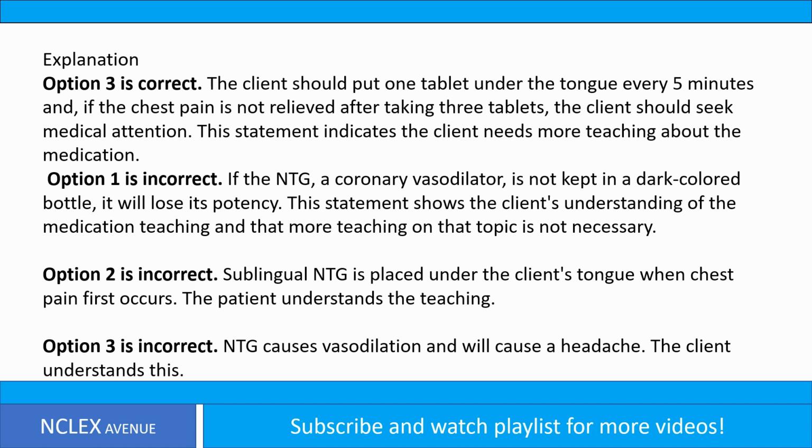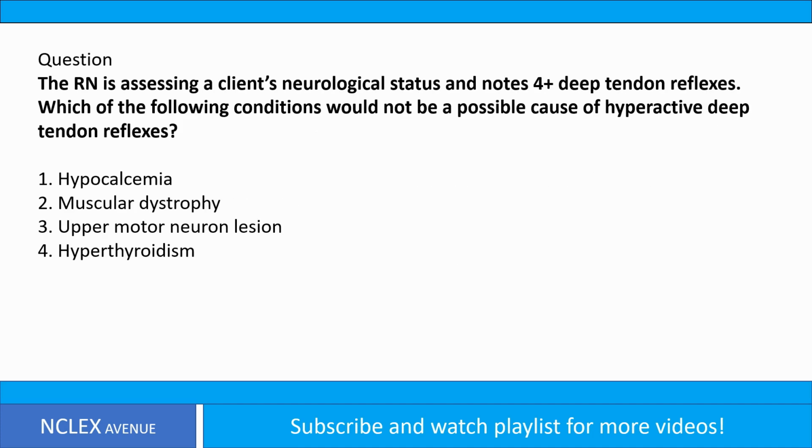Option 1 is incorrect. If the NTG, a coronary vasodilator, is not kept in a dark-colored bottle, it will lose its potency. This statement shows the client's understanding of the medication teaching and that more teaching on that topic is not necessary. Option 2 is incorrect. Sublingual NTG is placed under the client's tongue when chest pain first occurs. The patient understands the teaching. Option 4 is incorrect. NTG causes vasodilation and will cause a headache. The client understands this.